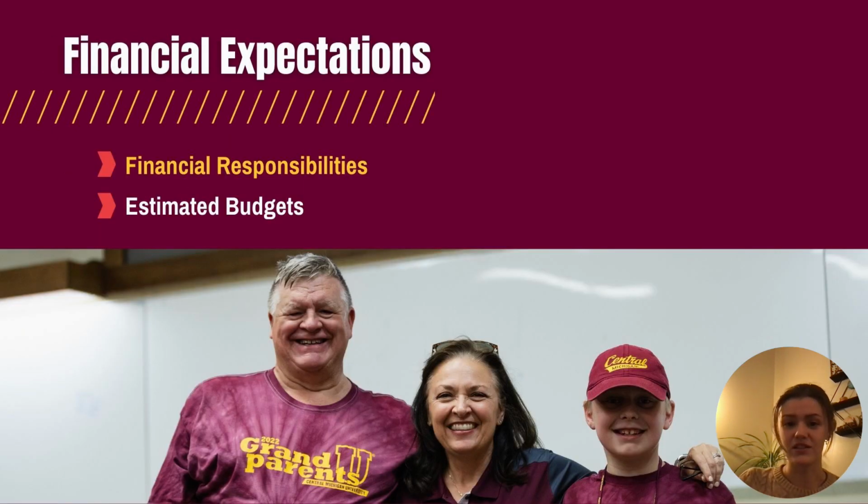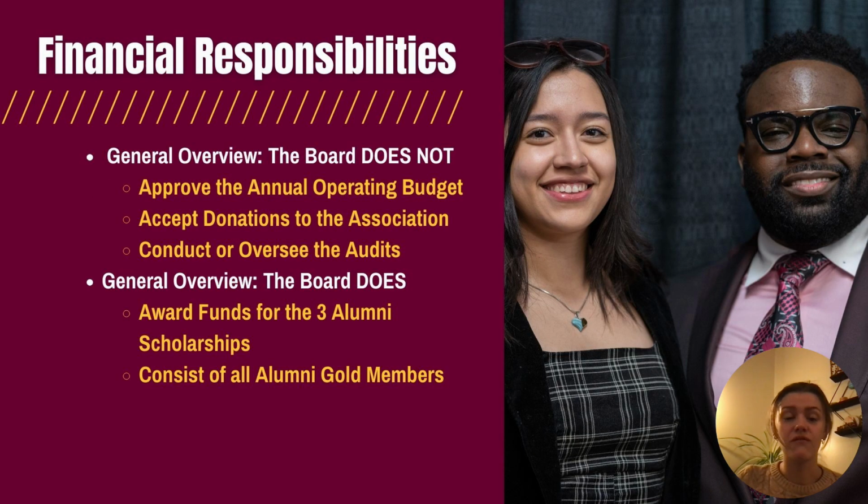Financial expectations are a bit unique for the Alumni Association, so I wanted to dive in a little bit as to why that is. For financial responsibilities of the board, because the organization is run through a public university and does not file as a separate 501c3 charitable organization and does not have articles of incorporation or file a Form 990 or any matter such as that, the board does not approve the annual operating budget of the Office of Alumni Relations, accept donations to the association, or conduct or oversee financial audits.